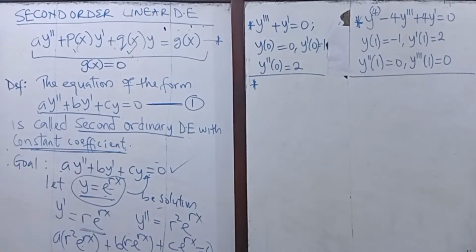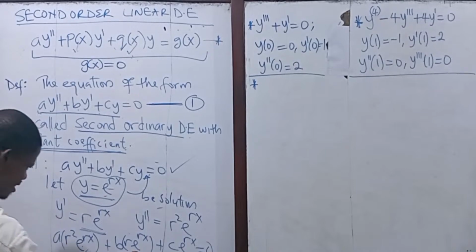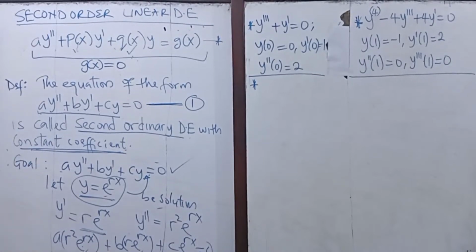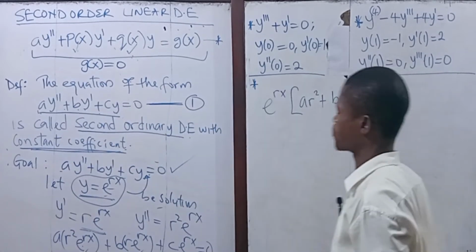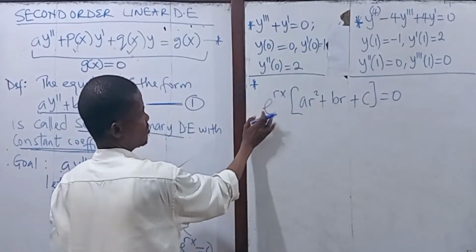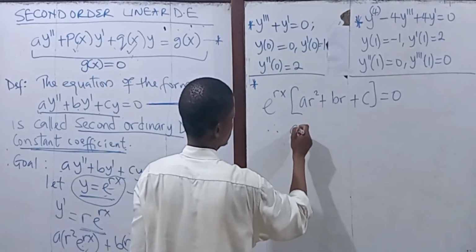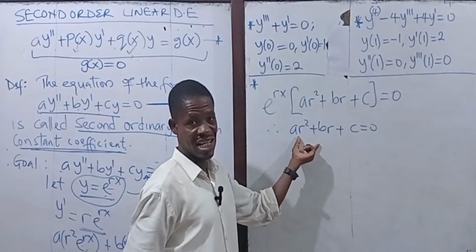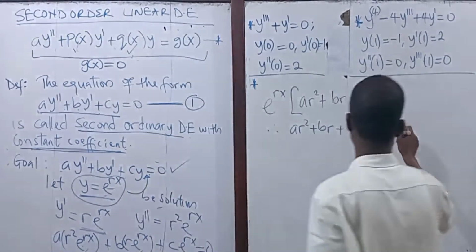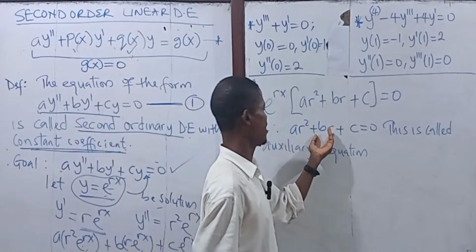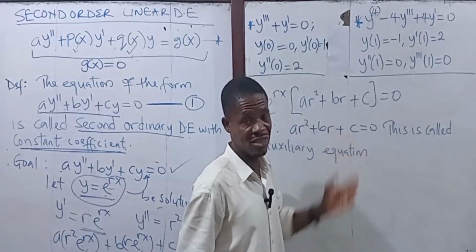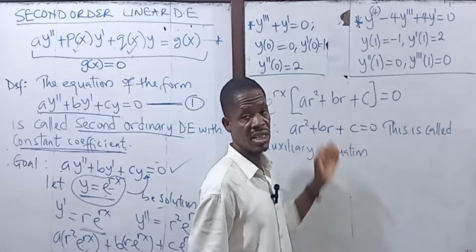So what we'll do now is take out e to the power rx, because the right side is 0, and then divide the equation by it. So finally, we have this. This is called the auxiliary equation. The auxiliary equation is quadratic in nature, so we need to get the solution to this quadratic equation.